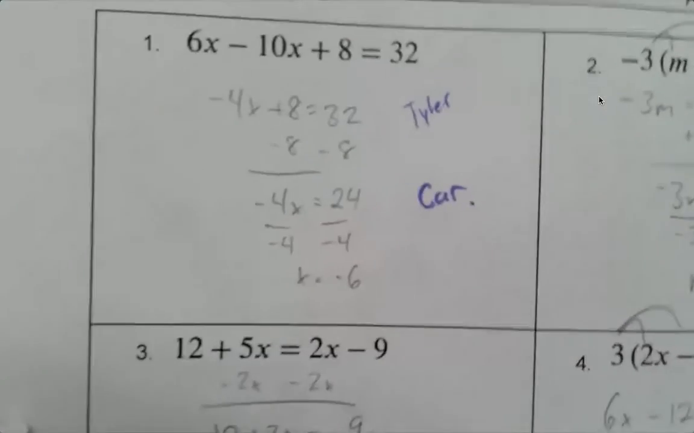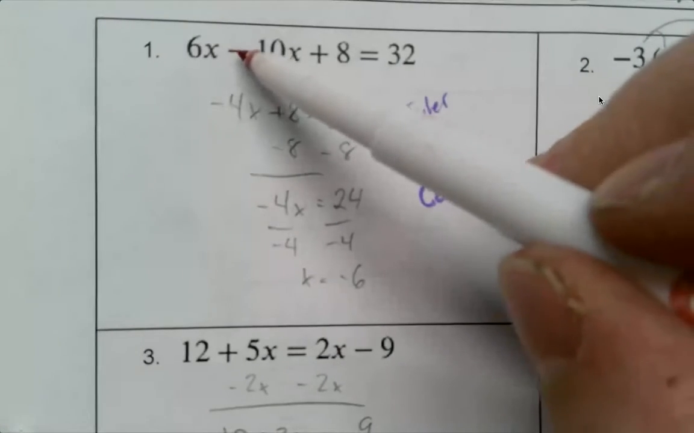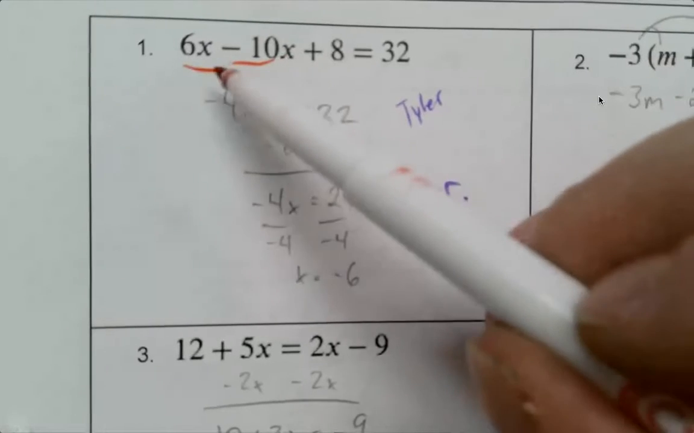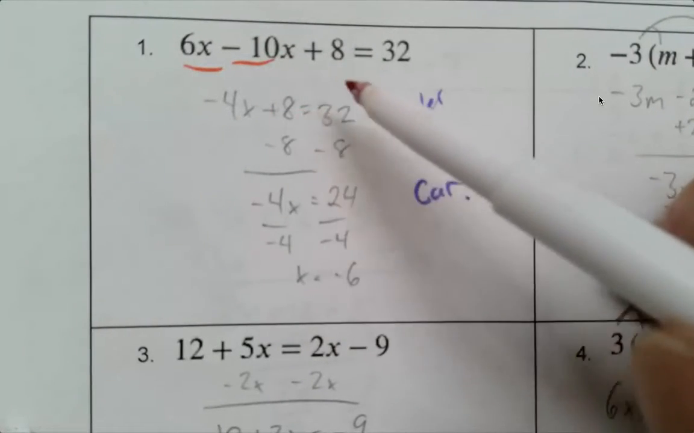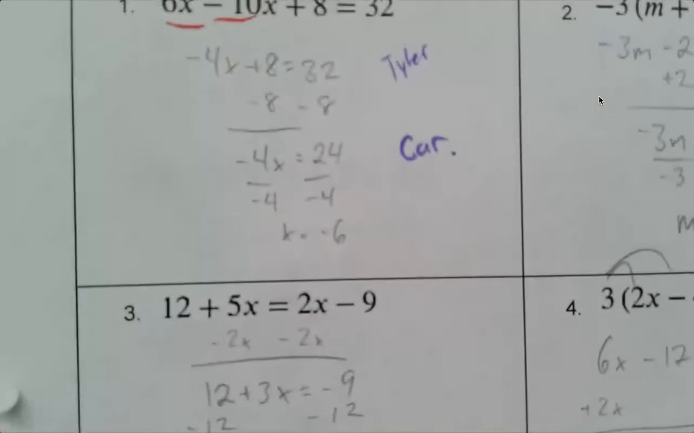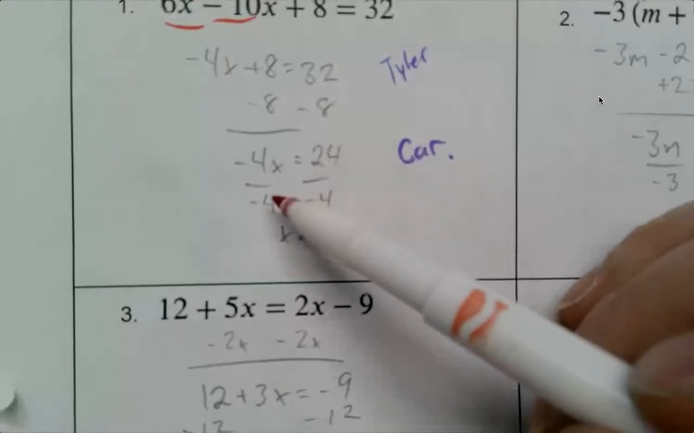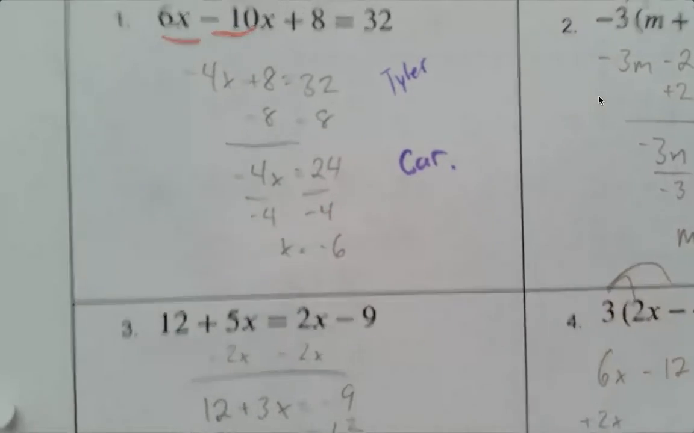So the first type was just simplifying and then solving. You've got to combine like terms, and make sure if it has a negative, you combine negative 10x and 6x to be negative 4x, and then plus the 8, minus 8 on both sides. You're left with negative 4x equals 24. Divide each side by negative 4, and you're left with negative 6.